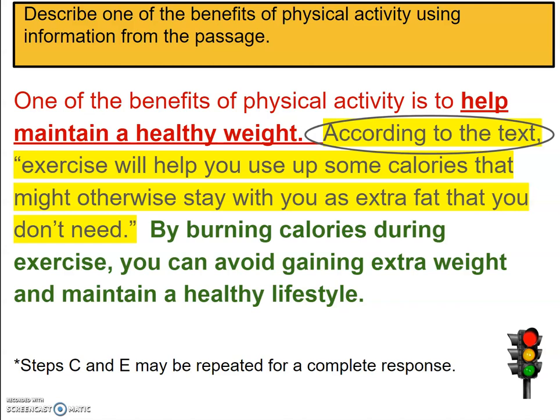Now, we want to make a note that steps C and E may need to be repeated for a complete response. Sometimes questions do indicate that you need multiple pieces of information. If that was the case, you simply would add a transitional word, another detail from the text, and then repeat that C and E step as many times as necessary to thoroughly complete the answer.